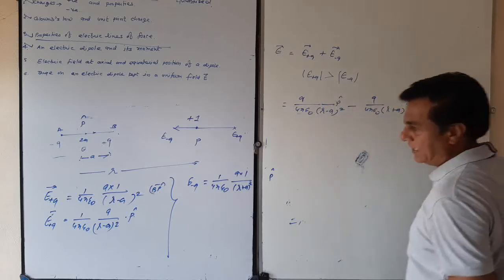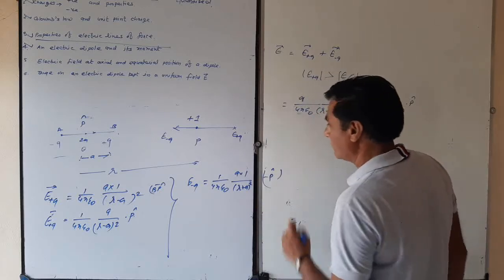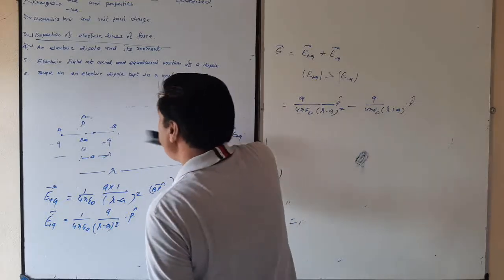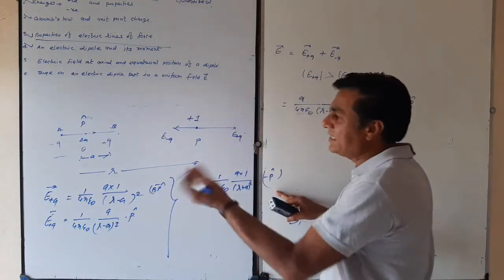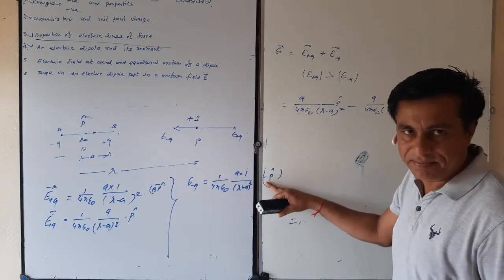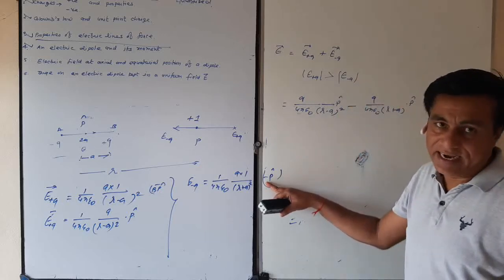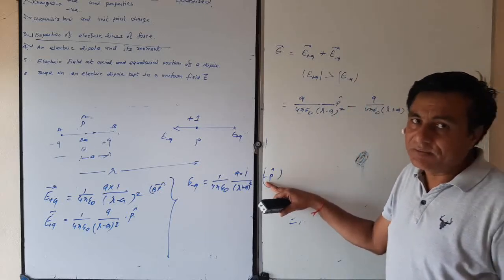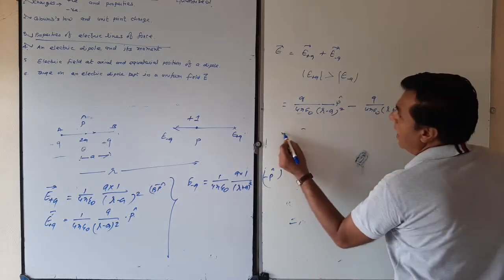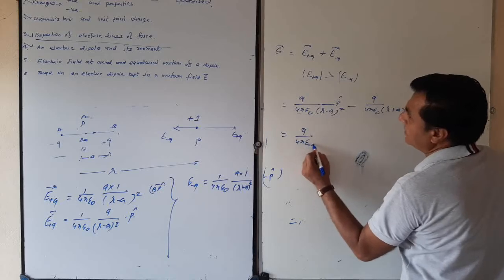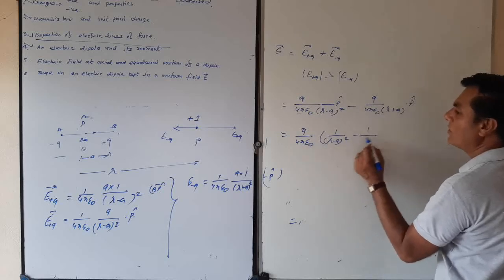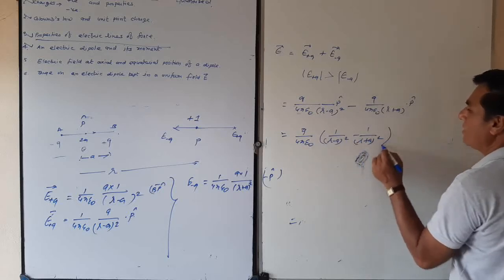I have taken the minus sign. Why? Because it is not along BP, it is along PB or PA. PA is just opposite to the direction of the unit vector P cap, so it is minus P cap. I have indicated the direction in terms of the unit vector P cap. Now, all constant terms can be taken outside: Q upon 4 pi epsilon 0, times 1 upon R minus A whole square minus 1 upon R plus A whole square, P cap.